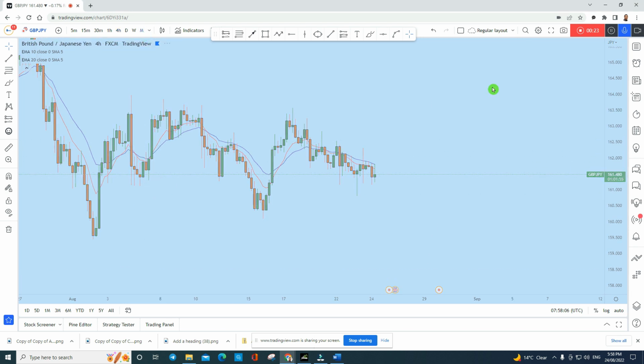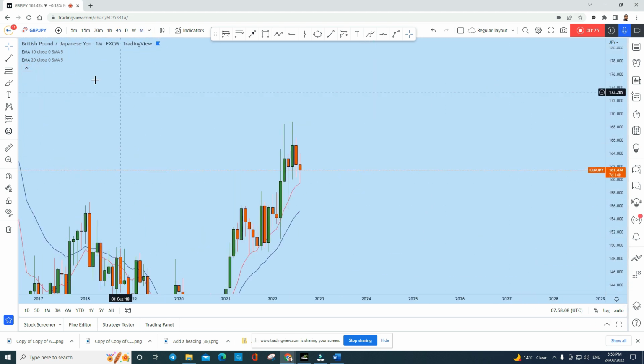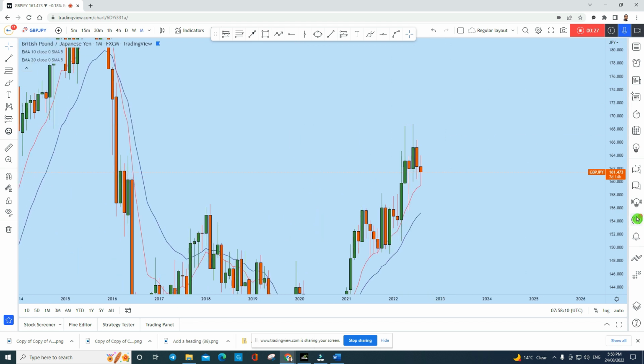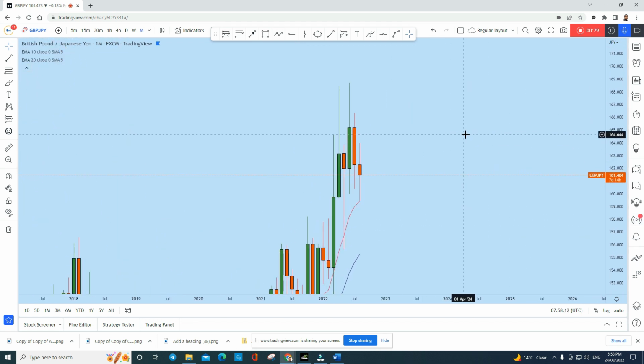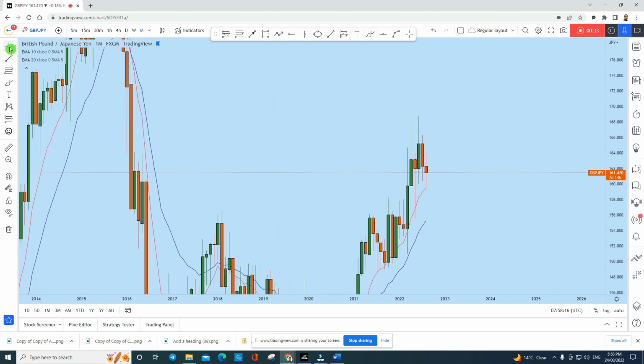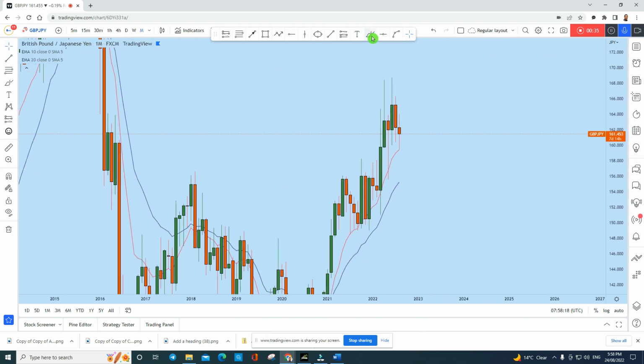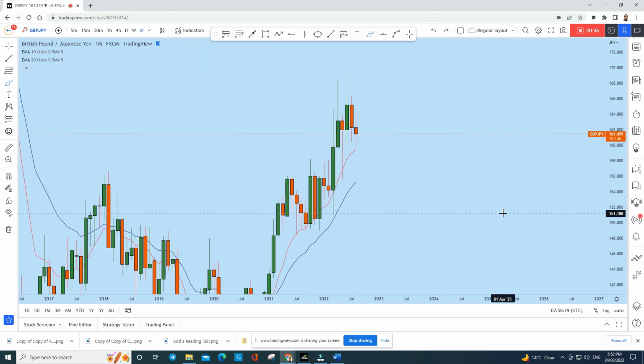Now, first of all, let's see the bigger picture on the monthly time frame, how we can trade this instrument. GBPJPY on the monthly perspective, we see that the price overall is in a bullish market. You can see that starting from here, this is a strong bullish market followed by this consolidation and retracement. Then we have seen another strong bullish move to the upside on GBPJPY.